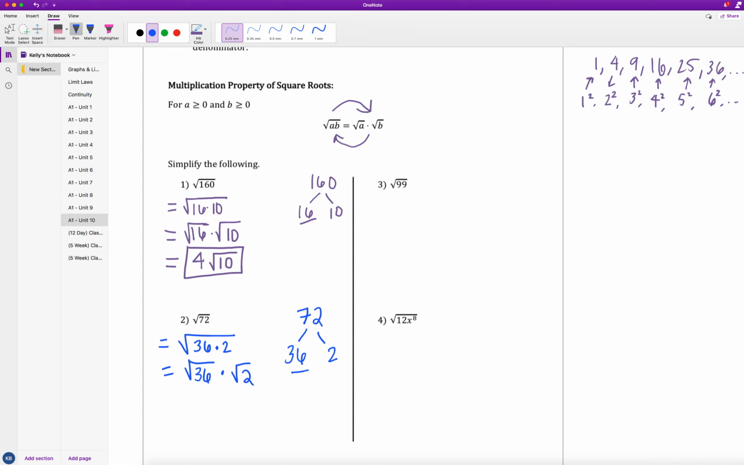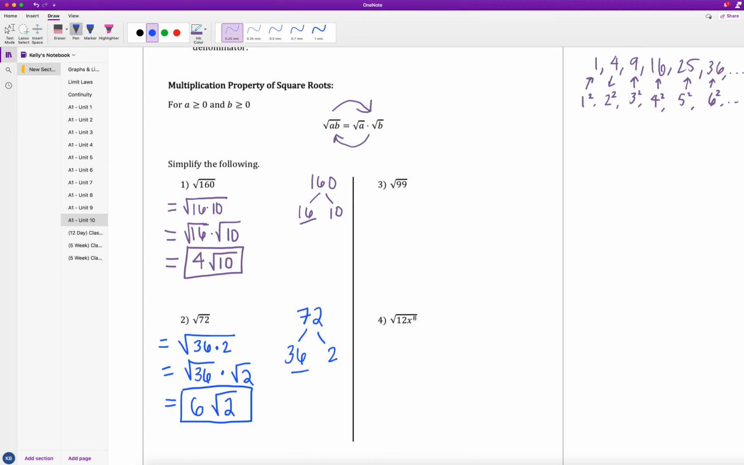36 times 2 is what I began with, so I end up with the square root of 36 times the square root of 2. From here, the square root of 36 will reduce down to be 6, and the square root of 2 cannot reduce any further since 2 is a prime number, and I end up with 6 times the square root of 2.